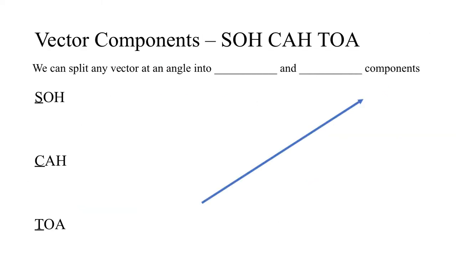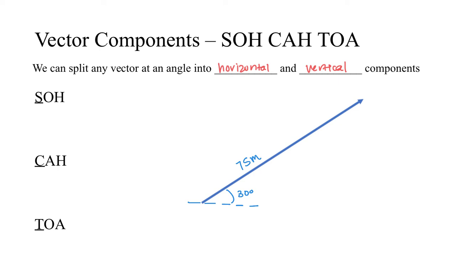So when it comes to vector components, we can actually split any vector at an angle, so one that's not perfectly horizontal or vertical, into what we call horizontal and vertical components. So if this happened to be, we'll just say this is a displacement vector of 75 meters, and we'll say that the angle above the horizon here is 30 degrees, right? Then we can actually split this vector into its components, or into the two vectors that make up this vector.